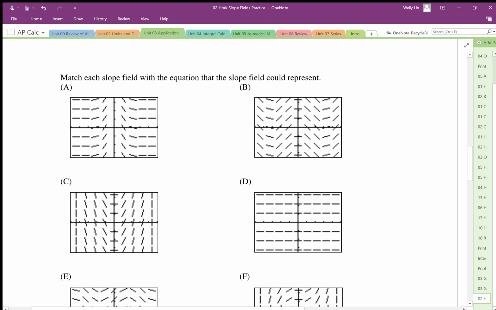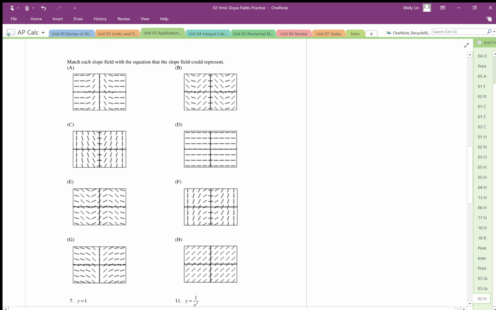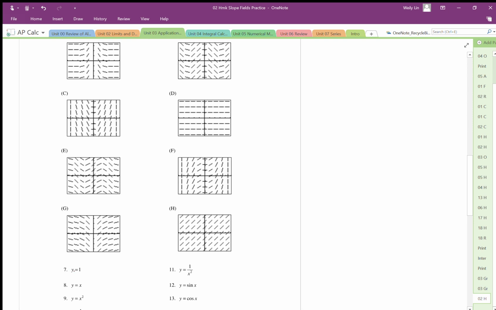This one is asking us to match the slope field with the equations. Taking a look at these slope fields and the equations, maybe we'll just try to match some of them. Looking at question number 7, y prime equals 1. Well, that is a horizontal line. The only one that has horizontal lines throughout is going to be this, so that's going to be y prime equals 1. For y prime equals x, we're looking for diagonal lines sloping to the right. Just by visually inspecting it, I can see that this one is going to be y prime equals x.